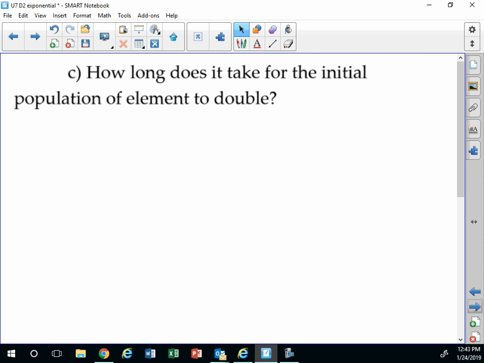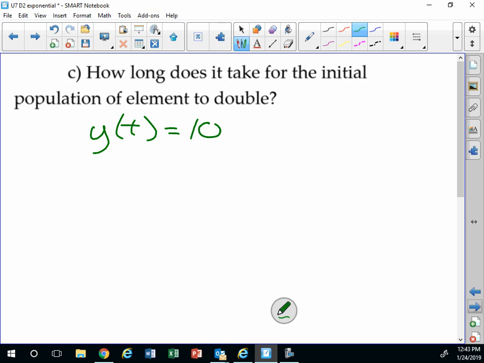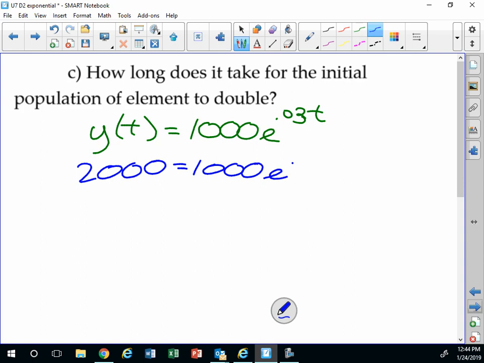How long does it take for the initial population to double? Did it equal 2? Yes. Why 2,000? Because that's double the initial value. Ladies and gentlemen, do you have your calculators out? Get them out.